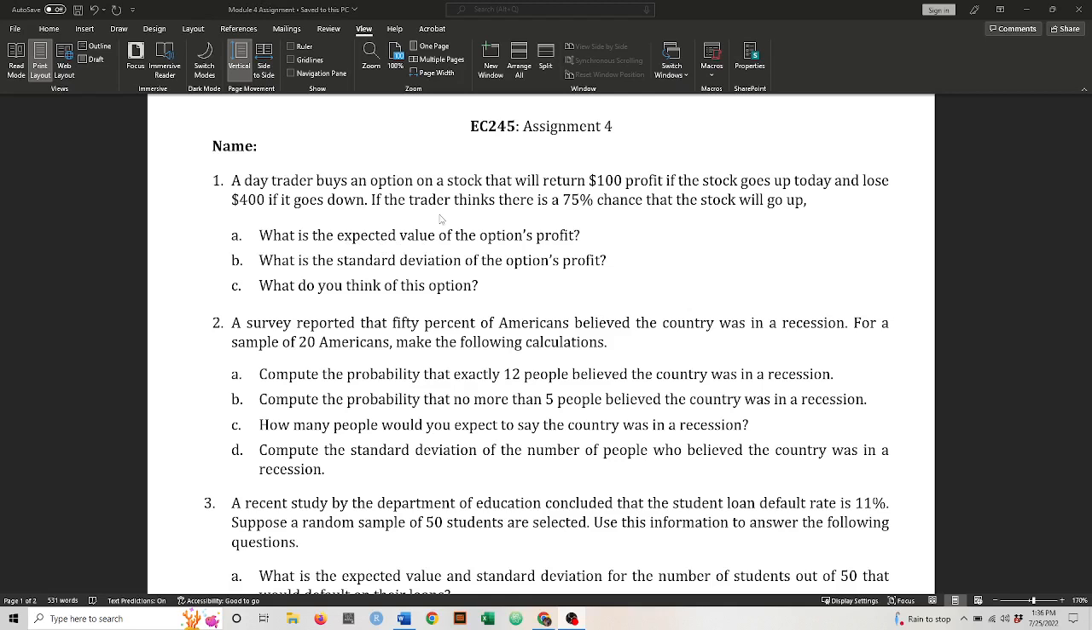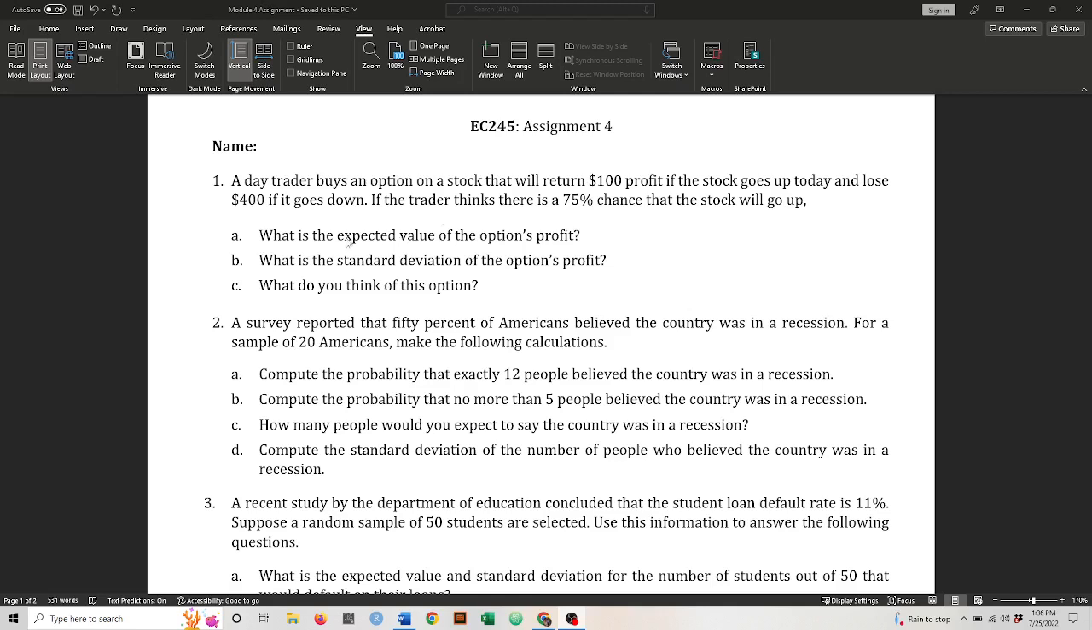This is a finance question. Suppose you want to buy an option. We want to evaluate some different pieces of that option. It's going to return $100 in profit if the stock goes up, and it loses $400 if it goes down. And the probability is a 75% chance that the stock will go up. Let's figure out if this is a good deal or not.